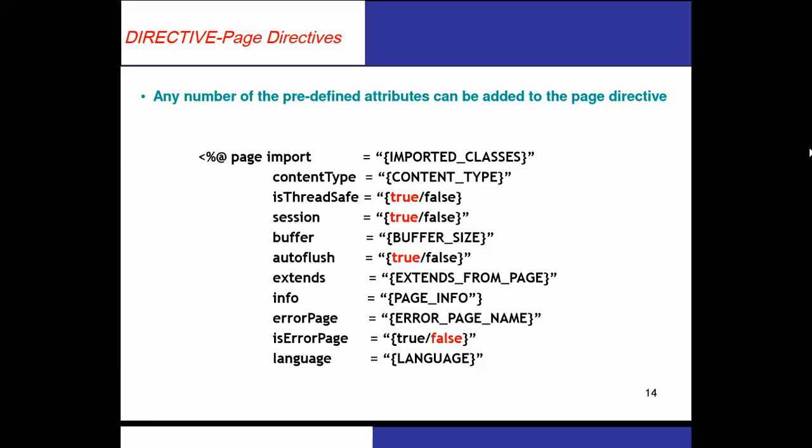And next is language, the type of language which you use in the directives. So this is about the first directive, that is the page directive. In the next session, I'll be discussing the include directive, and another one is tag libraries.